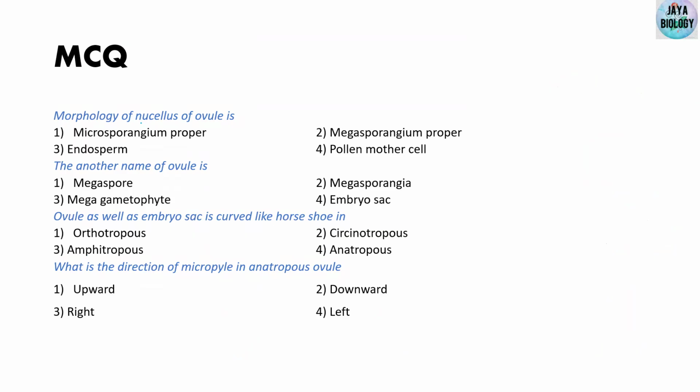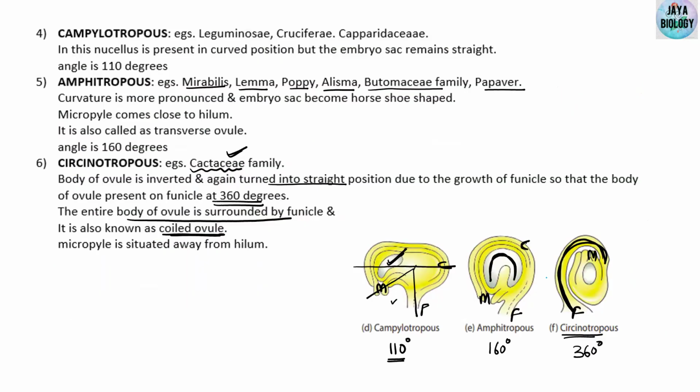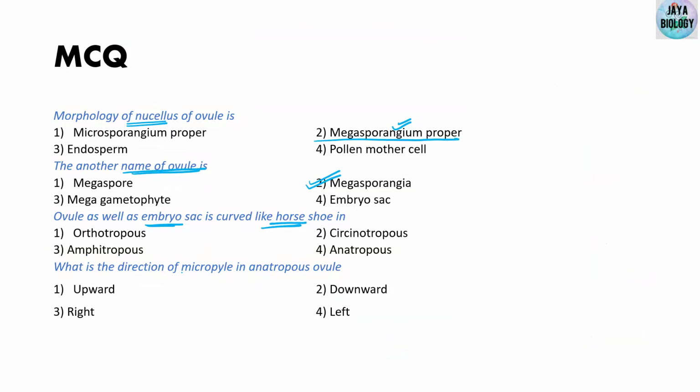Now see next. Nucellus is what? Its actual morphology is equal to the megasporangium proper, because it is present in the ovule. What is another name of ovule? Another name of ovule is megasporangium. Embryo sac becoming horseshoe shape. Please see the theory once again. Let us see the diagram. It is horseshoe shape in which one, beta? Check: amphitropous. Clear? So the answer will be amphitropous. What is the direction of ovule in anatropous? Anatropous means it is coming down. So we will say it is downward.